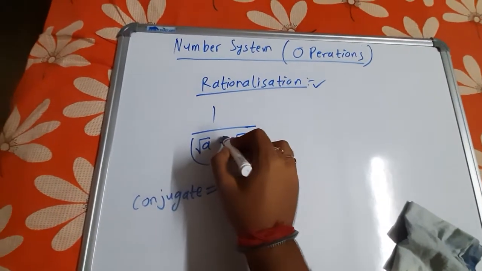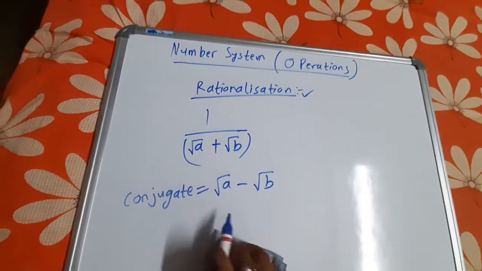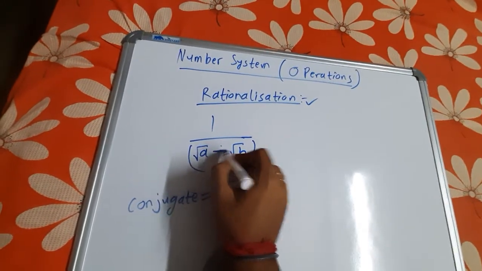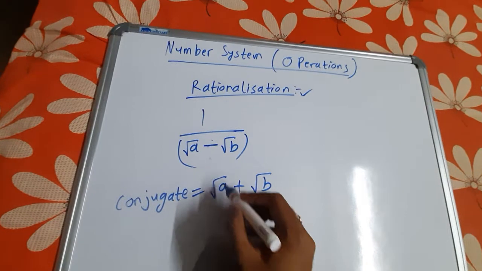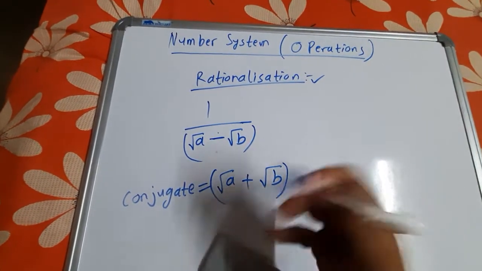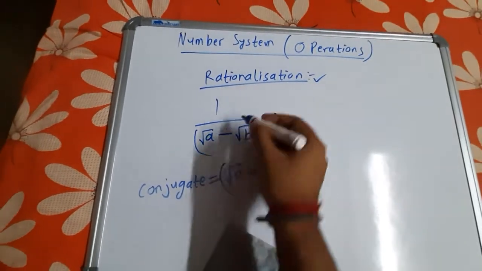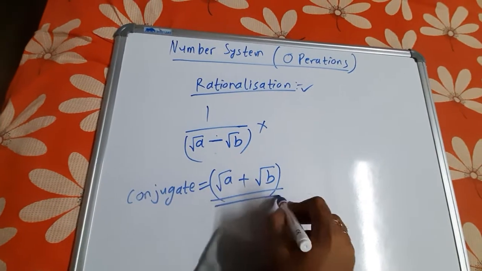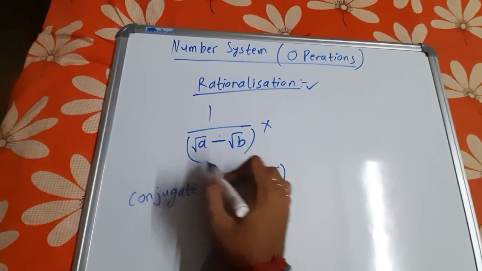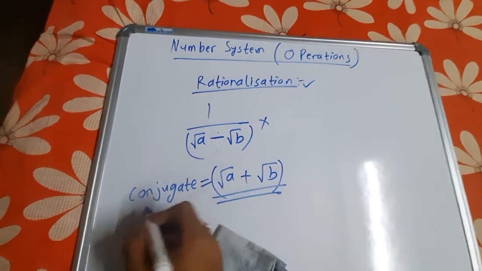Just make it very clear that the middle sign is getting reversed. Suppose this was plus initially, so this will be minus, because the sign will be just reversed. Now we know that this is minus, so this will be plus. So our conjugate is root a plus root b. Now we do the same thing as before: we multiply both the numerator and denominator by this. In the previous case we multiplied with the same thing that is in the denominator, but now we won't do that. We will use a different thing, the conjugate.